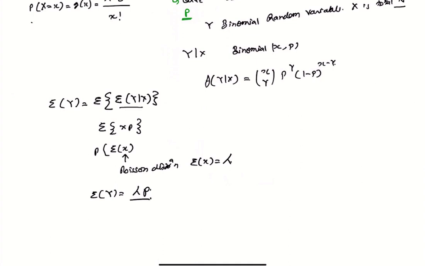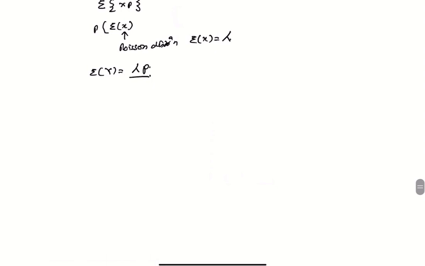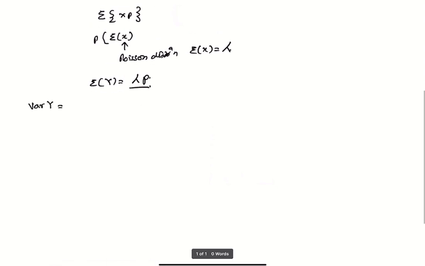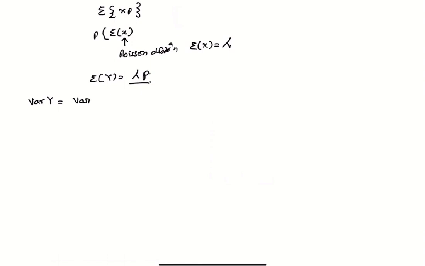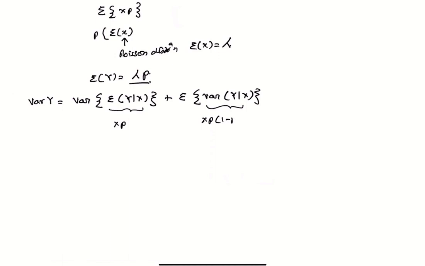Okay, now we're going to go into the variance of Y. The variance of Y we know is going to be the variance of the expected value of Y given X, plus the expected value of the variance of Y given X. Now the expected value of Y given X is just Xp, and the variance of Y given X is that of a binomial variable, so it's going to be Xp(1 minus p).